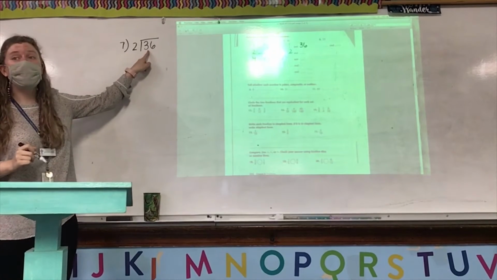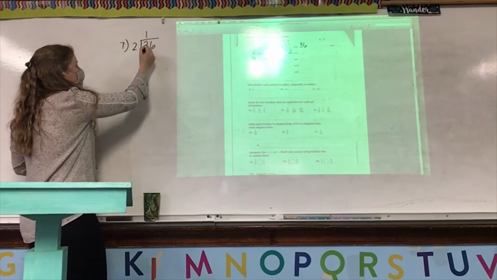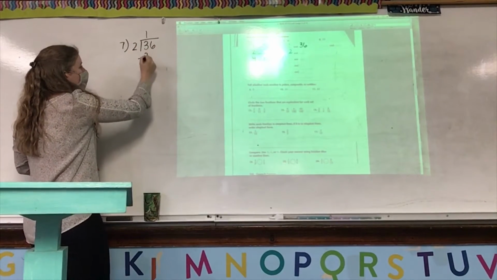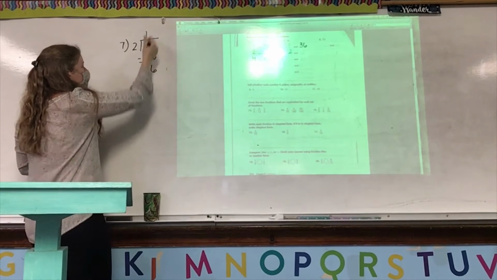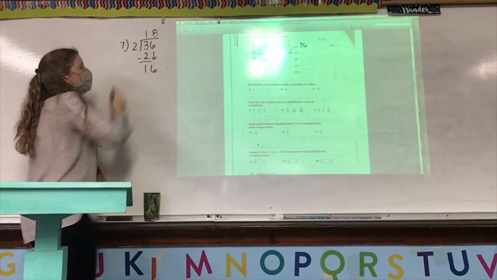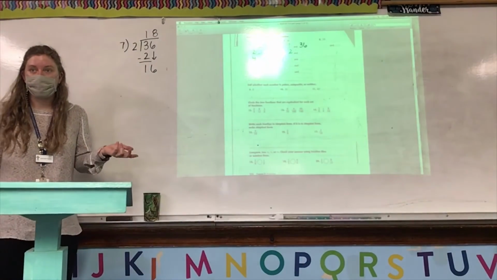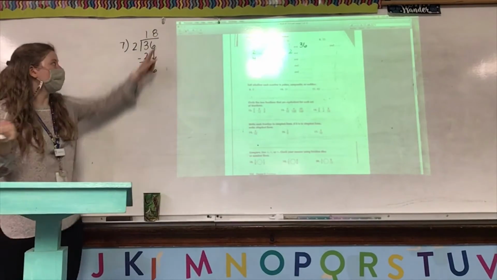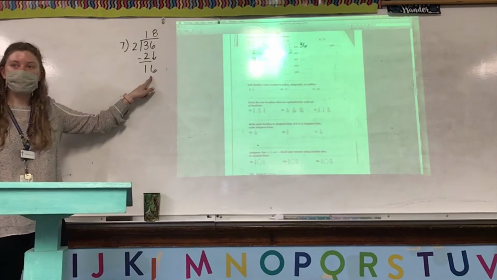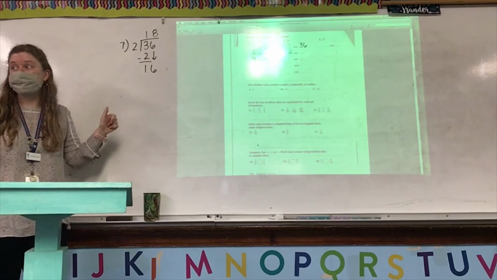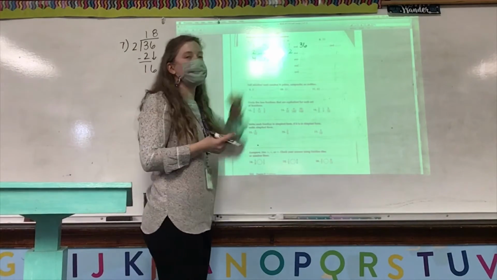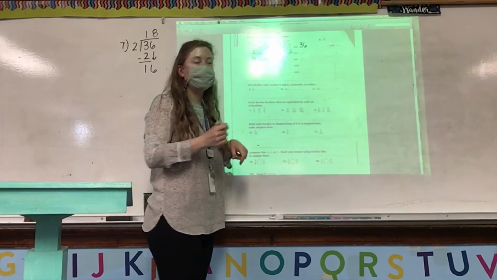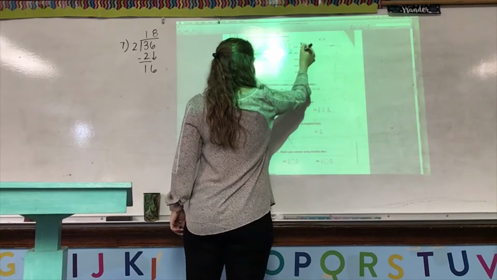2 goes into 3 1 time. 1 times 2 is 2. 3 minus 2 is 1. Bring down the 6. 2 goes into 16 8 times. Do we have to keep going to figure out the other part of the factor pair? No, because we know 8 times 2 is 16, and 16 minus 16 is 0. So what's the next factor pair for 36? 2 and 18.